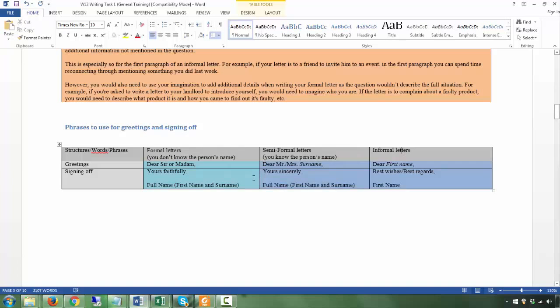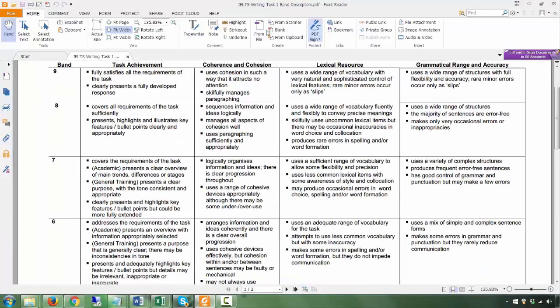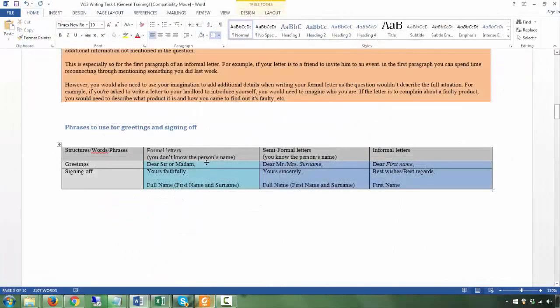Now, one thing that the examiner is looking for is your tone. If you go to the band descriptors for writing task 1, for band 7, general training presents a clear purpose with the tone consistent and appropriate. So the tone has to be consistent. When it talks about tone here, it's mentioning how you relate to the person. Are you, if it's a friend, of course, you have a friendly tone. If you're writing a formal or semi-formal letter, then it has to be respectful and polite. That is the tone that's expected when you write to someone that you don't really know that well.